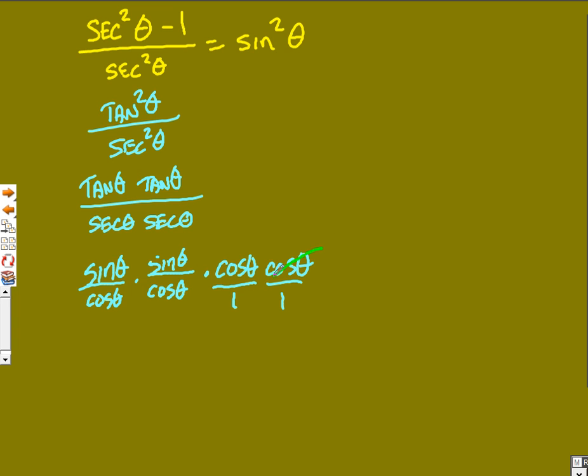Well, as you probably noticed right away, I got cosines on top and bottom that cancel out. I'm left with just sine times sine, which is sine squared of theta, which is exactly what I was looking for. So again, just an example of when all else fails, change everything into sine and cosine.